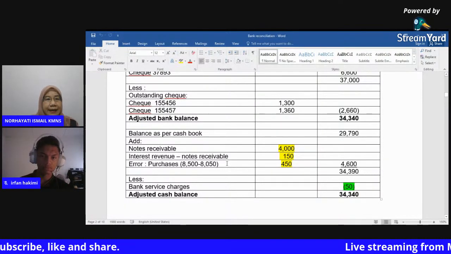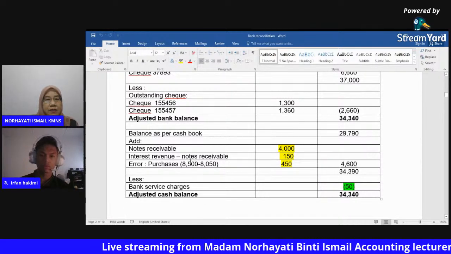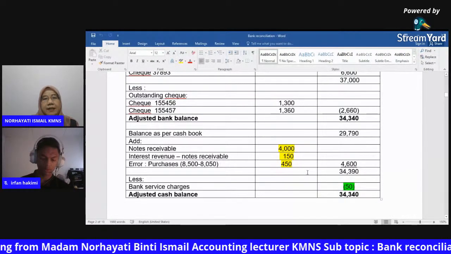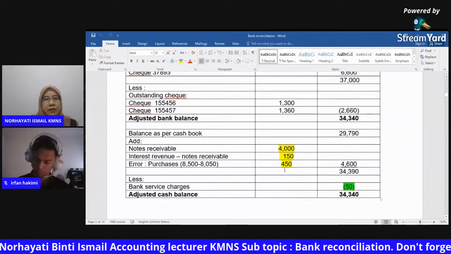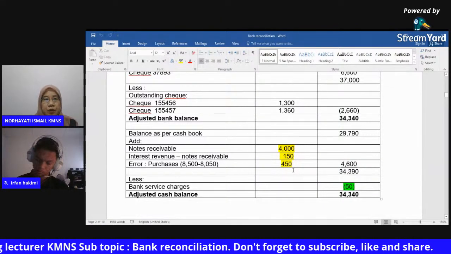And there is an error. The error in the cash book, the amount is 8,500 less 8,050. There is an error. That one is overstated in the credit side of the cash book. What should you do?